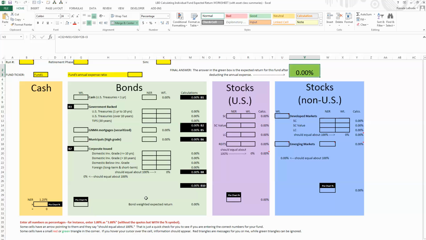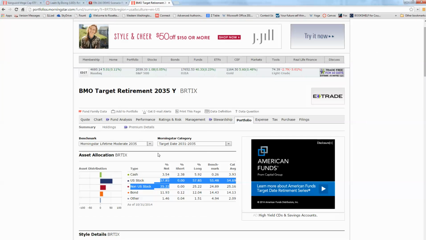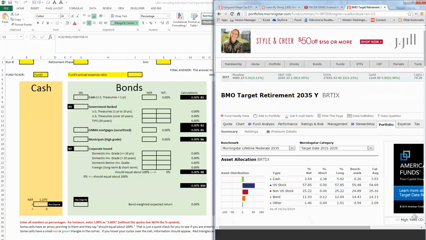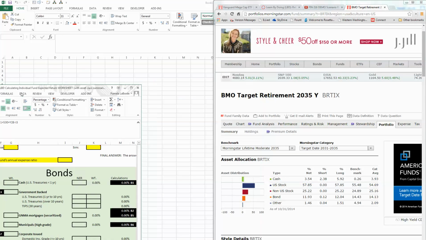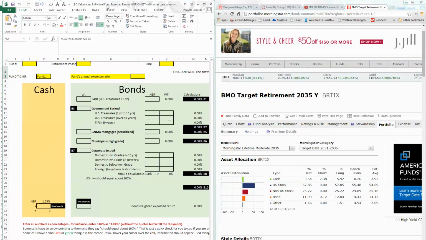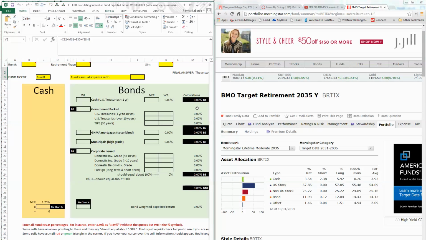So I'm going to be clicking back and forth between the Morningstar website for my fund and that spreadsheet. While I have this spreadsheet open, I'm going to try to split my screen so that I can have both parts on the screen at once. Here I can see the breakdown. This is under the portfolio tab on Morningstar for my fund.